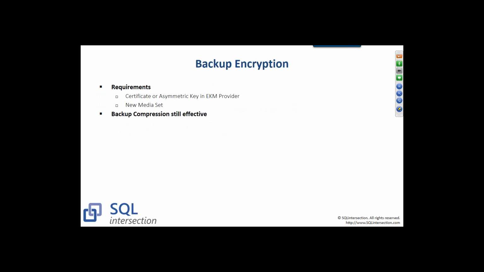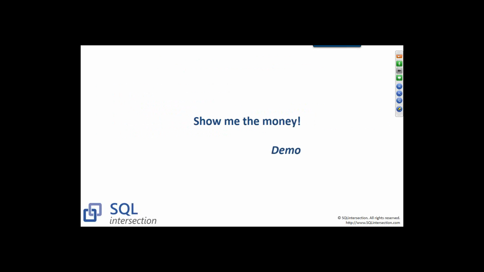The best benefit of backup encryption, if you are not using TDE, is that backup compression is still effective. So what it does is when you back up the database with encryption, it will back up and compress the data and then encrypt it afterwards. So you still get effective backup compression if you do not enable TDE and you intend to use backup encryption inside SQL.